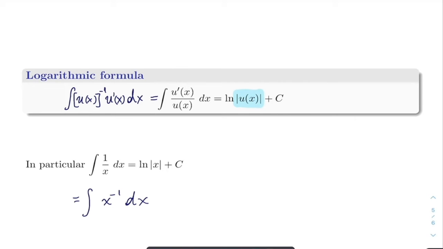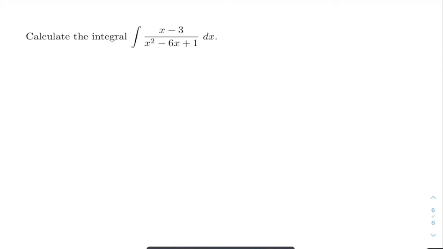Let's see this formula in an example. So in this case we want to compute the integral of x minus 3 divided by x squared minus 6x plus 1 with respect to x. So notice that our best candidate for u should be the one in the denominator. So this one should be u.